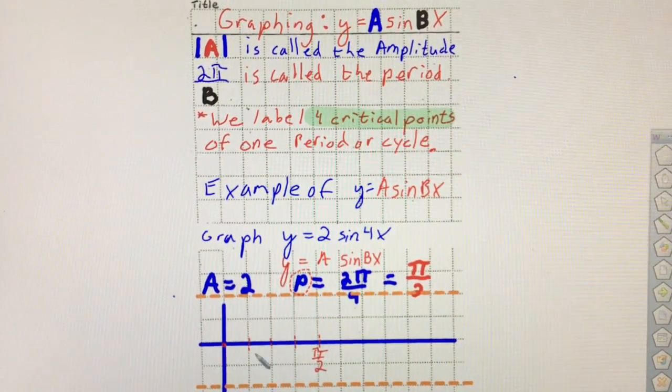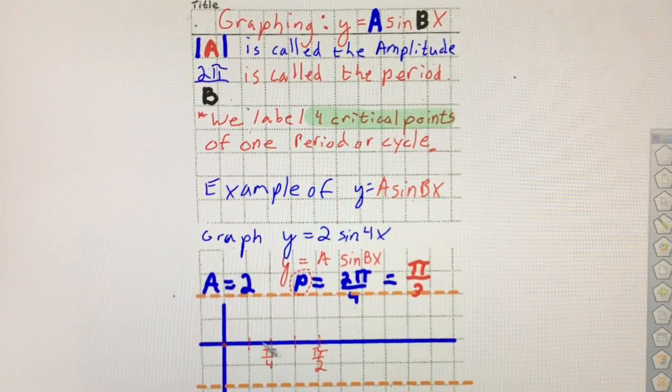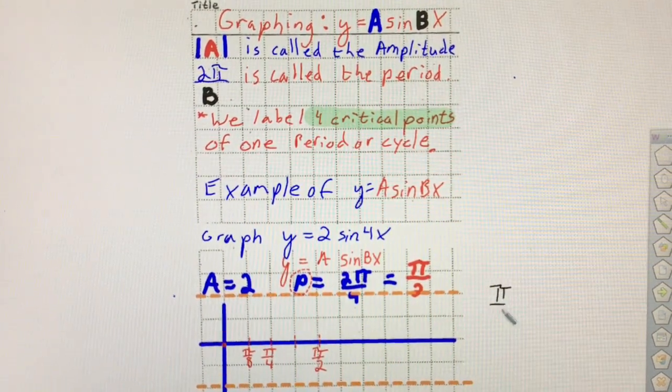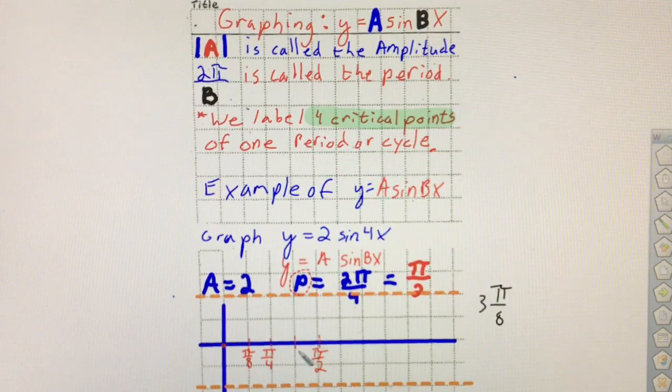So half of pi over 2 is pi over 4, and then half of pi over 4 is pi over 8. And then to establish this coordinate, all we do is take that first coordinate, pi over 8, and we multiply it by 3. So that third critical point is going to be 3 pi over 8.